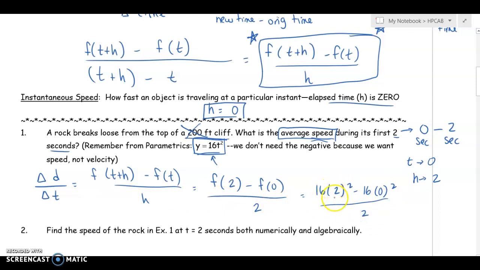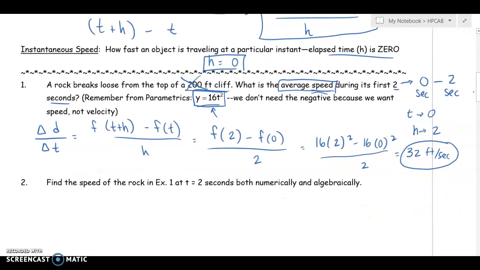All right, and then you can simplify this. You're going to end up with 32 feet per second. So that's the average speed during the first 2 seconds of flight.